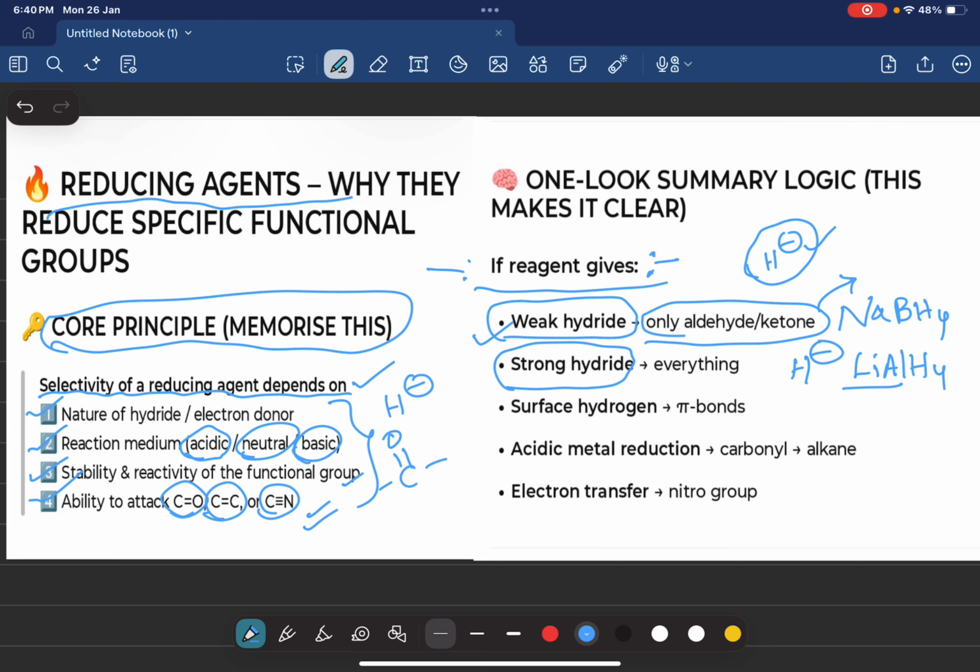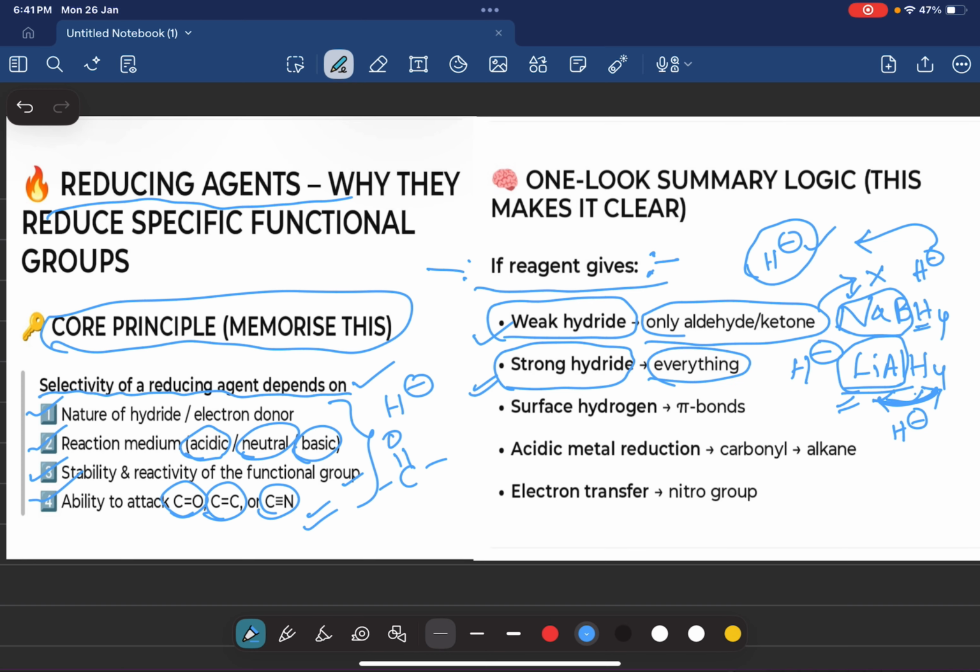In this case, two strong electropositive metals are there. These electropositive metals give electrons to H minus, so that the H minus easily comes out. But in the case of NaBH4, these two are not both strong electropositive metals. Sodium is strong, but boron is not a strong electropositive element, so it will not give electrons easily to hydrogen. So H minus comes out in a very weak manner compared to LiAlH4. So a strong hydride reducing agent can reduce everything.